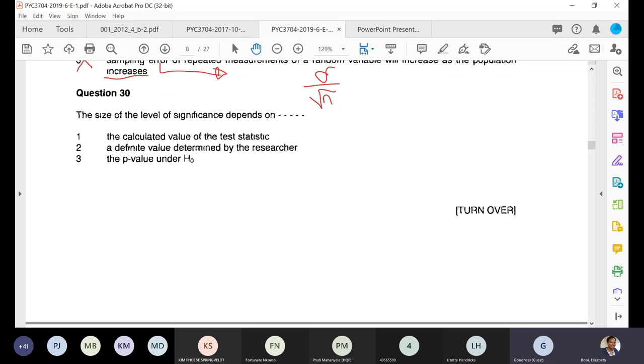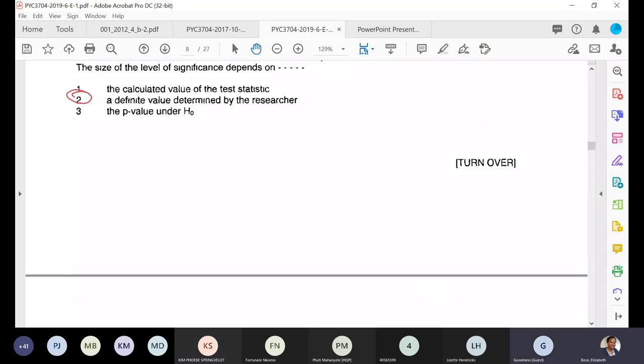The size of a level of significance depends on... Number two. Yes, it depends on number two: the value determined by the researcher.